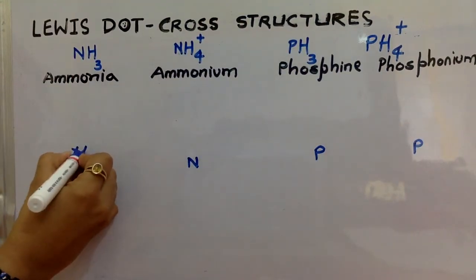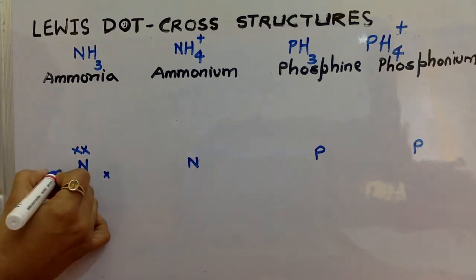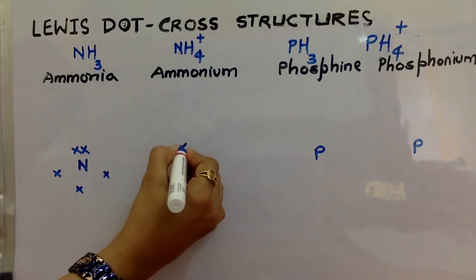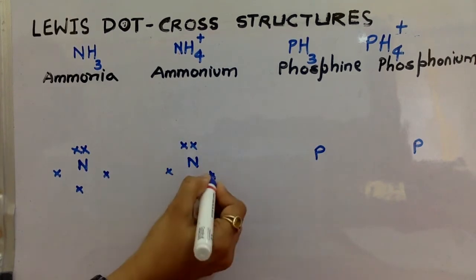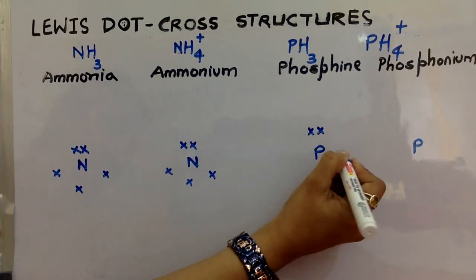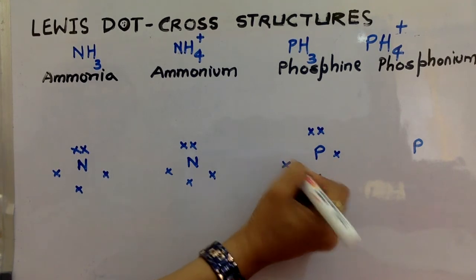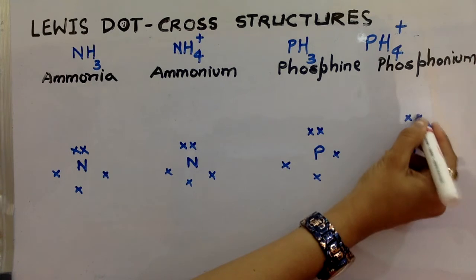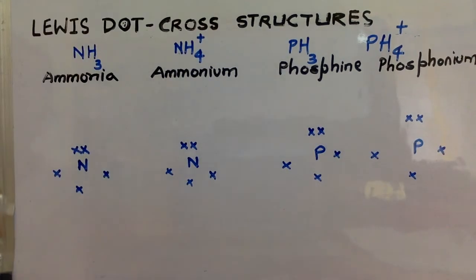Now they have 5 electrons in the valence shell. Each one of them obviously, because nitrogen is nitrogen, 5, 5. Phosphorus belongs to the same family: nitrogen, phosphorus, arsenic, antimony, bismuth. So it has 5 in the valence shell, and this phosphorus is also having 5 in the valence shell. So this is how we have made the central atoms.